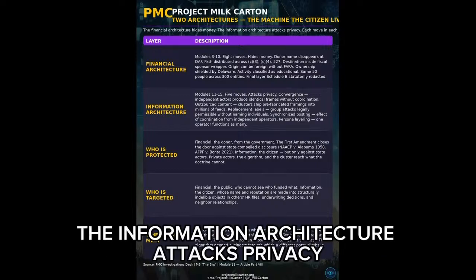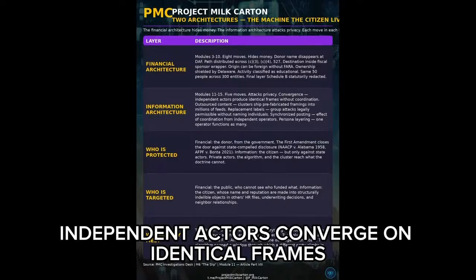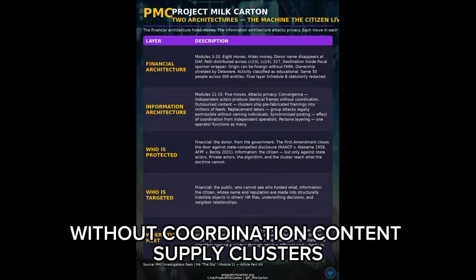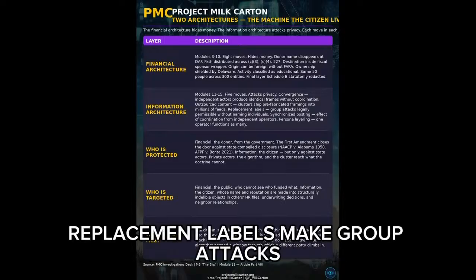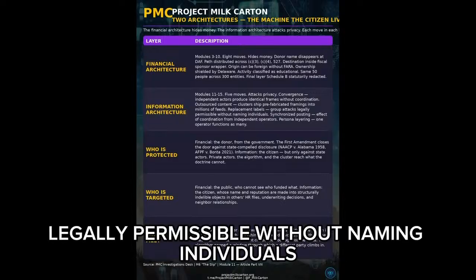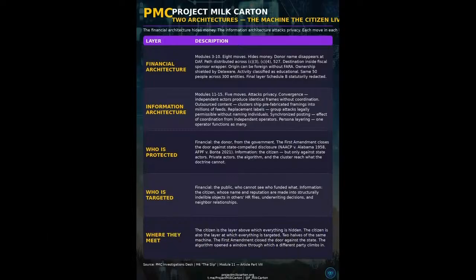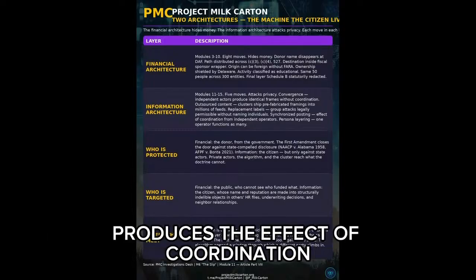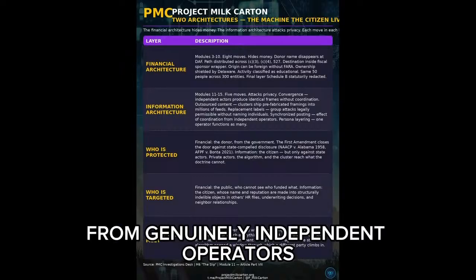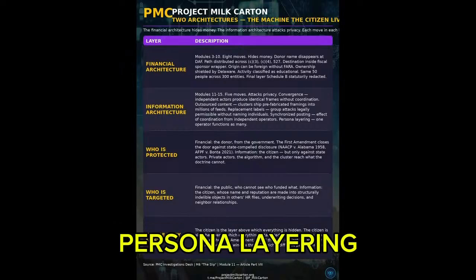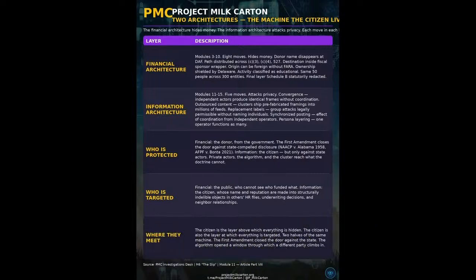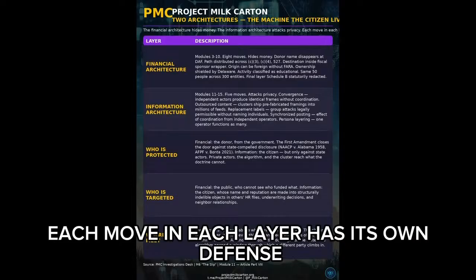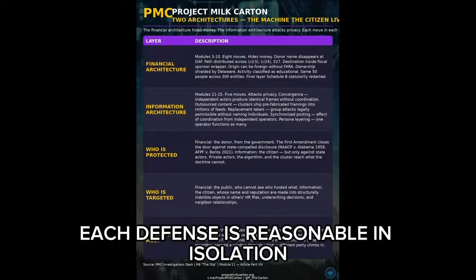The information architecture attacks privacy. Independent actors converge on identical frames without coordination. Content supply clusters ship prefabricated framings into the feeds of millions. Replacement labels make group attacks legally permissible without naming individuals. Synchronized posting produces the effect of coordination from genuinely independent operators. Persona layering allows one operator to function as many across the platform's recommendation graph. Each move in each layer has its own defense. Each defense is reasonable in isolation.